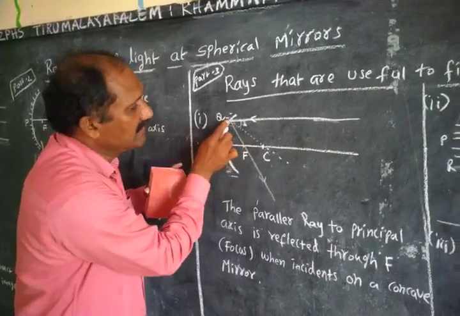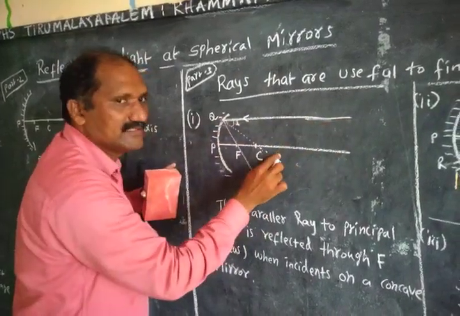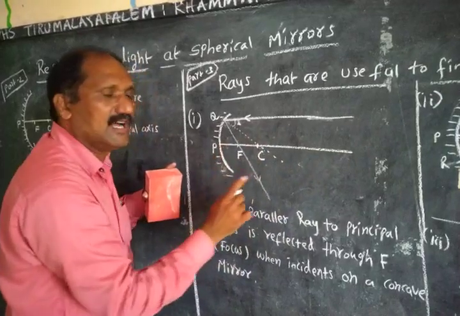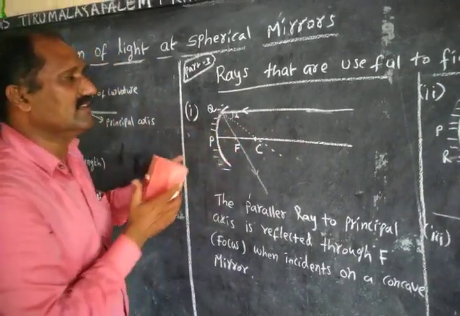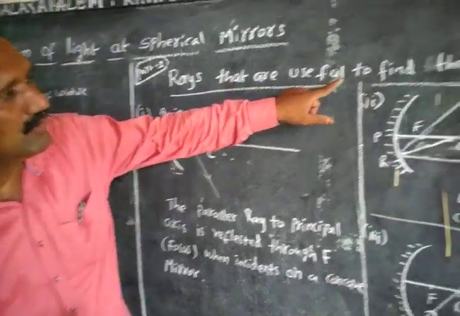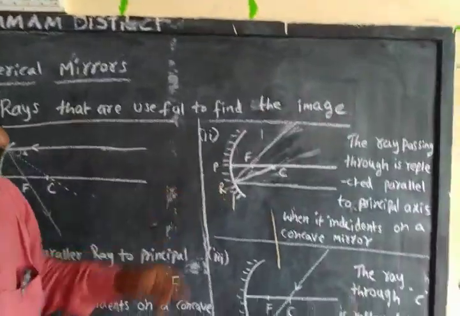That's why all the rays parallel to the principal axis are reflected through the focus. That's why it is the first ray which is useful to find the image. And the second ray.